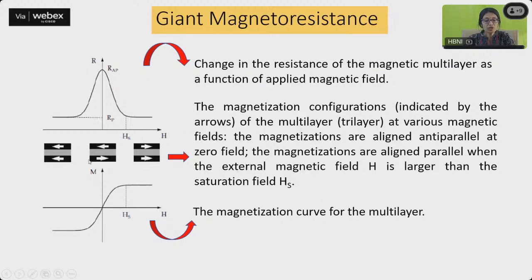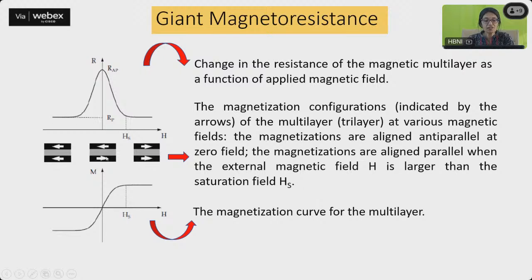So if you look into it, this is how your material looks. The resistance, if you look at this particular stage, is going to be somewhat like this. You are plotting the resistance versus the applied magnetic field. So the resistance is somewhere here.